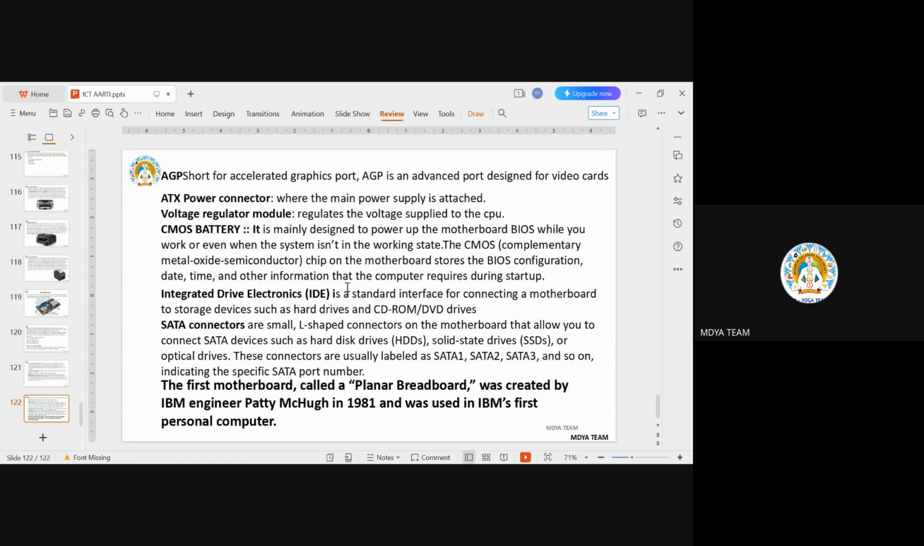SATA connectors are small L-shaped connectors on the motherboard that allow you to connect SATA devices such as hard disks. What are SATA devices? SATA devices are hard disk drives, solid state drives. All storage devices are SATA devices.